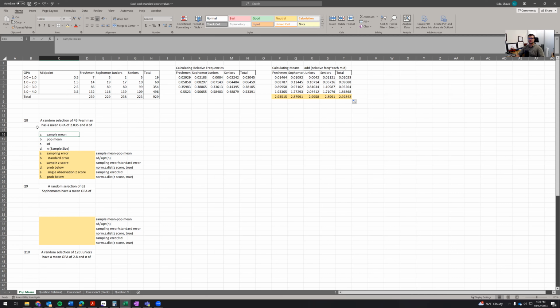The next thing I want you to pay attention to is question 8. With question 8, there's a random selection of 45 freshmen. It has a mean GPA of 2.835 and a sample standard deviation of 0.734. What we do here is, everything that's not highlighted is what you need in order to calculate everything that is highlighted. So everything that's highlighted is a calculation, and everything that's not highlighted is not a calculation.